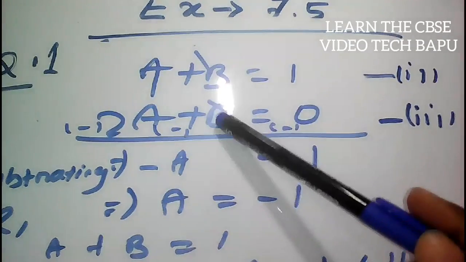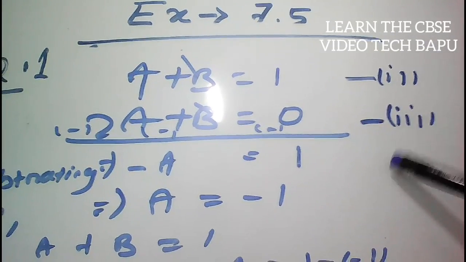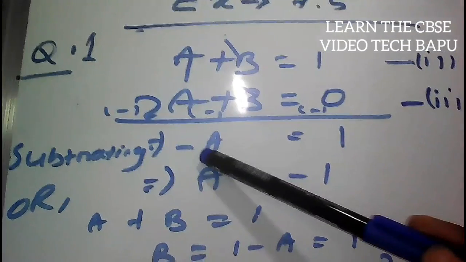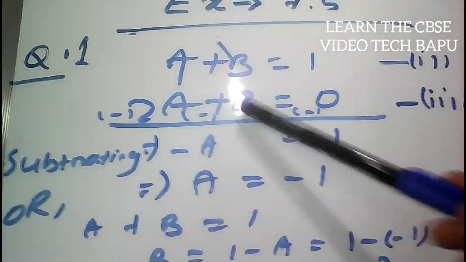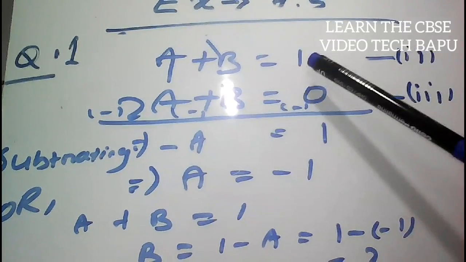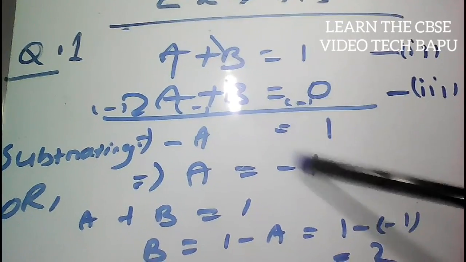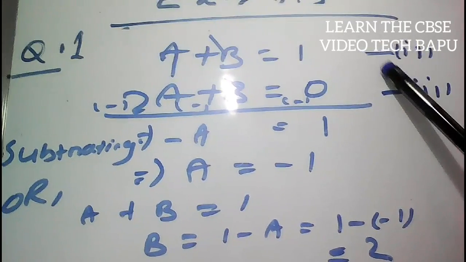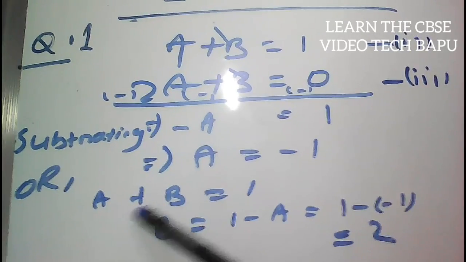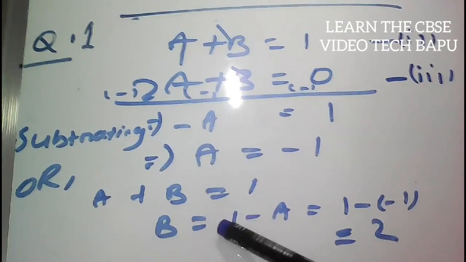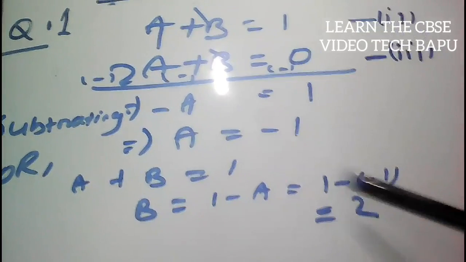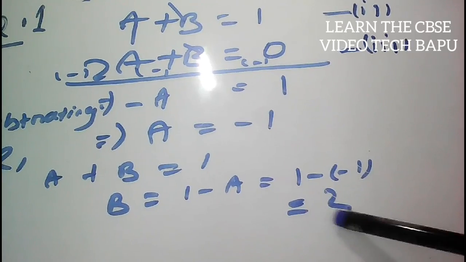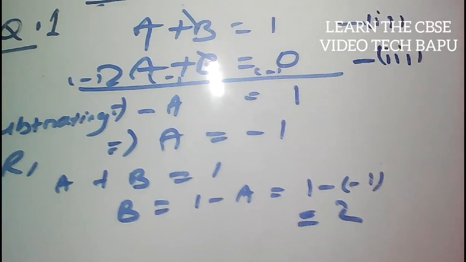Here, by subtracting equation 2 from equation 3, we can clearly see 2a minus a goes to a, b minus b goes to 0, and 1 minus 0 is 1. Now putting the value of a as 1 in equation 2, a plus b is equal to 0, so b is equal to minus a, so the value of b is minus 1.